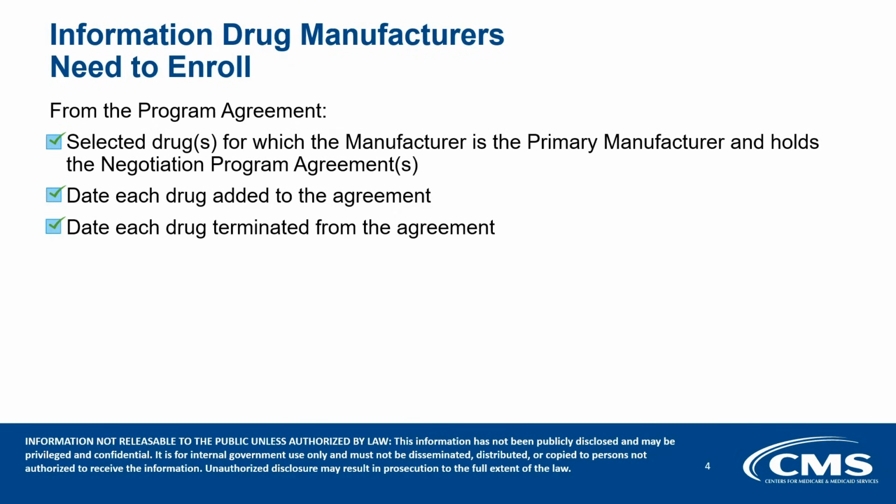From the program agreement, you will need: 1. Selected drugs for which the manufacturer is the primary manufacturer and holds the negotiation program agreements. 2. The date each drug was added to the agreement. 3. The date each drug was terminated from the agreement.